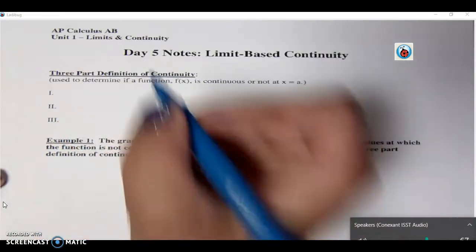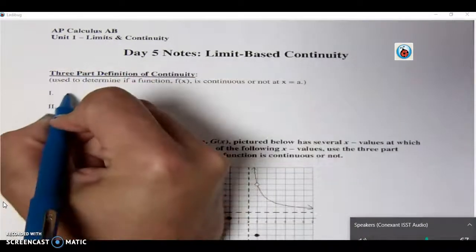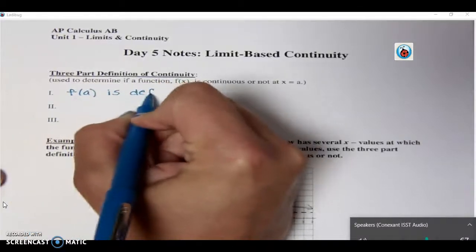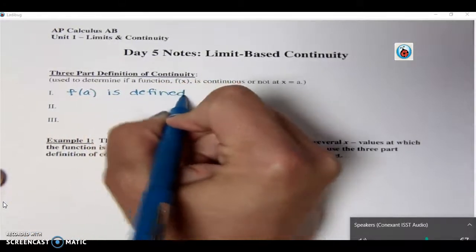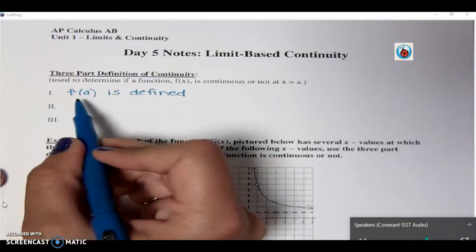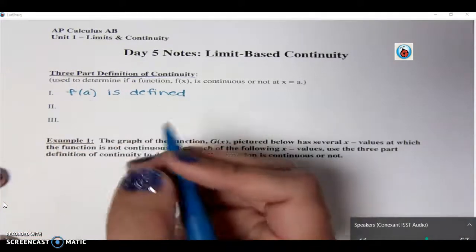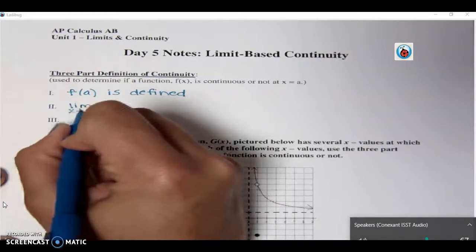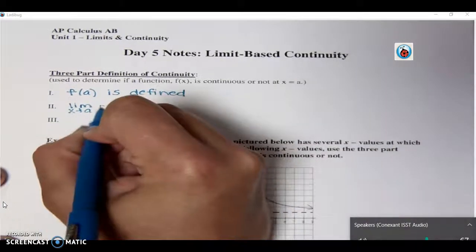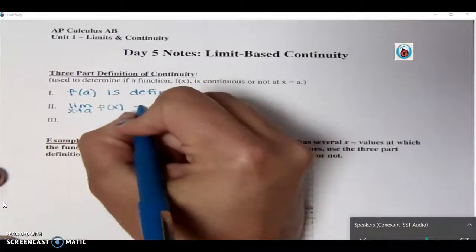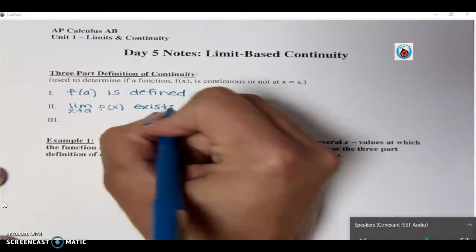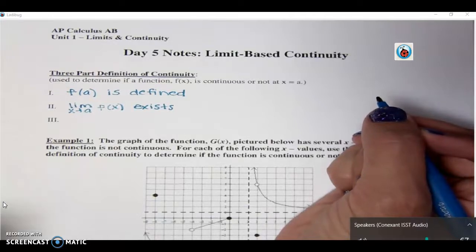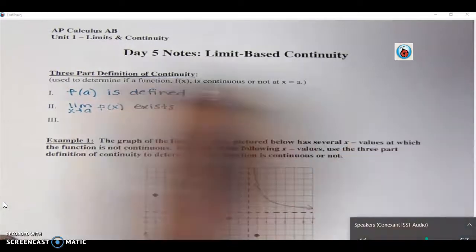So the first step is you have to show that f of a is defined. In other words, when you find f of a, there is a y value that goes with that. The second step, you have to show the limit as x approaches a of f of x exists. So you're going to have to check the left side of the limit and the right side of the limit, make sure they're the same thing, and make sure they're a real number so they exist.